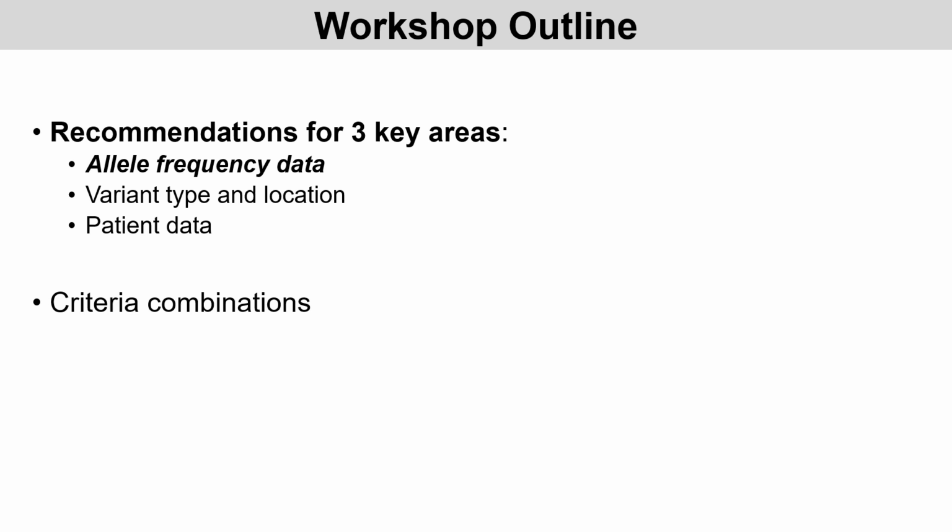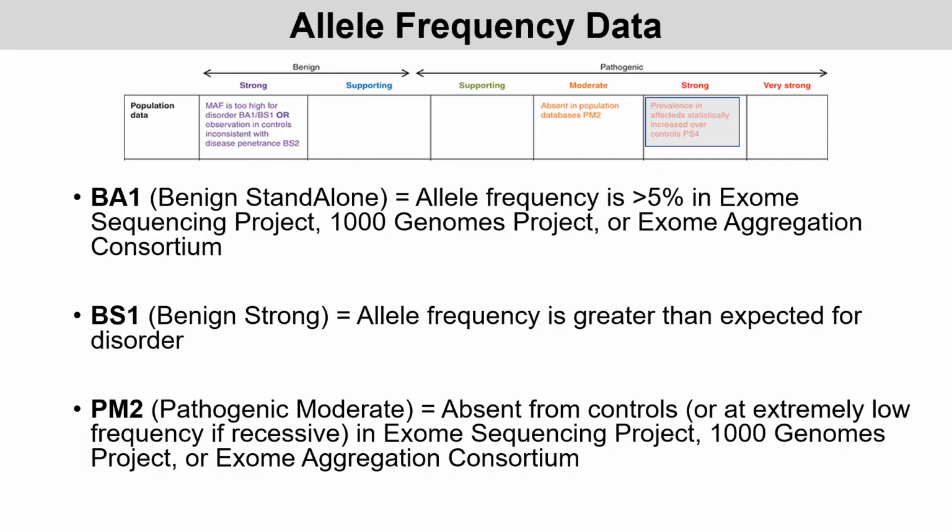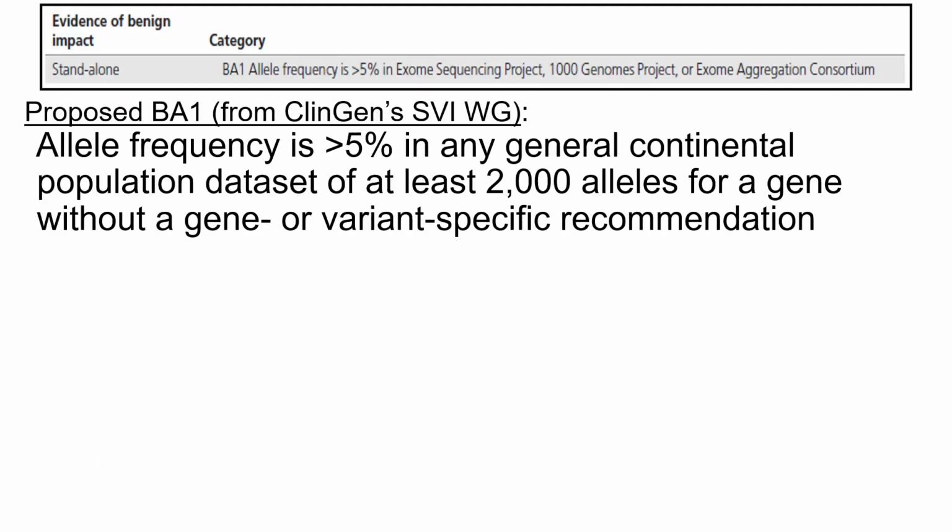Okay, so now I'm going to dive into going through some recommendations for using the guidelines. I've divvied these out into 3 different areas: allele frequency data, variant type and location data, and then patient data. So I'll start with allele frequency data. There are 3 different codes that involve using population data. We have BA1, which is a standalone criterion for calling a variant benign based on a high allele frequency; BS1, which is often a criterion used to get a variant to likely benign; and then PM2 if the variant is absent or at a very low frequency. So I'll start with the BA1 code.